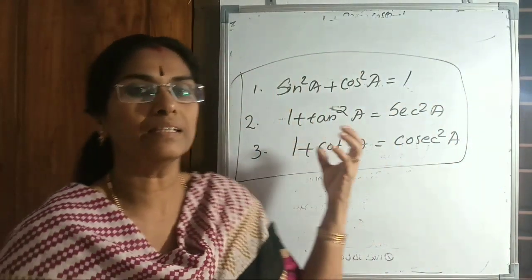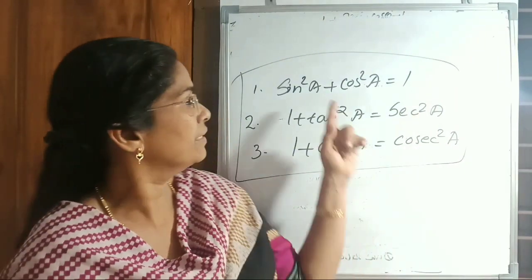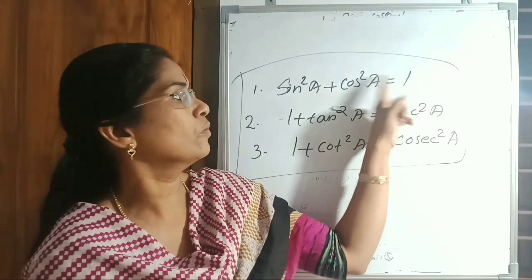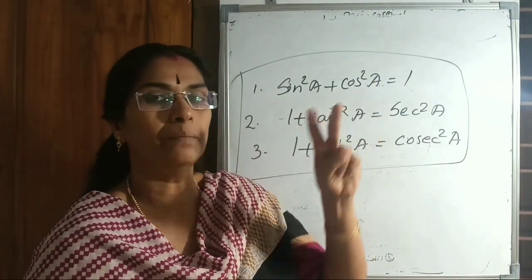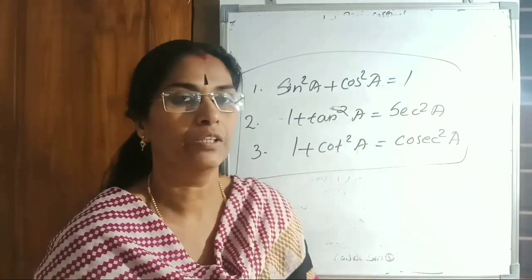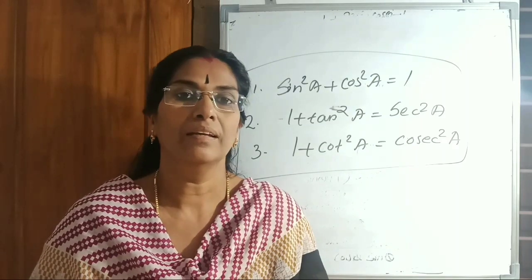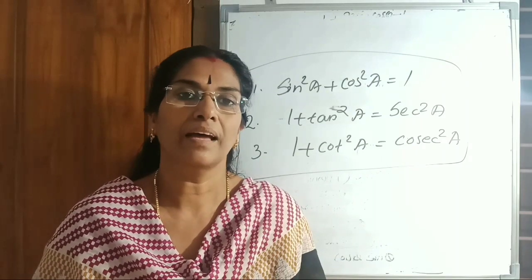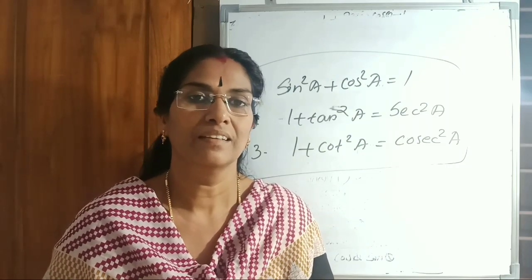All of you learn these identities thoroughly, and from these identities we can find sin square a in terms of cos square a, tan square a in terms of sec square a. So from this we can make two more identities, and from this also two more, and here also two more. In total we will get 9 identities. So all of you learn the identities thoroughly so that we can solve all the questions. Clear? Thank you.